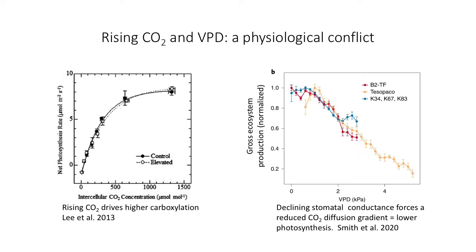The figure on the left shows the typical response of photosynthesis to rising CO2, which is a large increase as CO2 increases. The figure on the right shows that carbon uptake declines dramatically with rising VPD. This is because as VPD increases, stomatal conductance generally declines to minimize transpiration losses, but this stomatal closure results in a decline in photosynthesis.